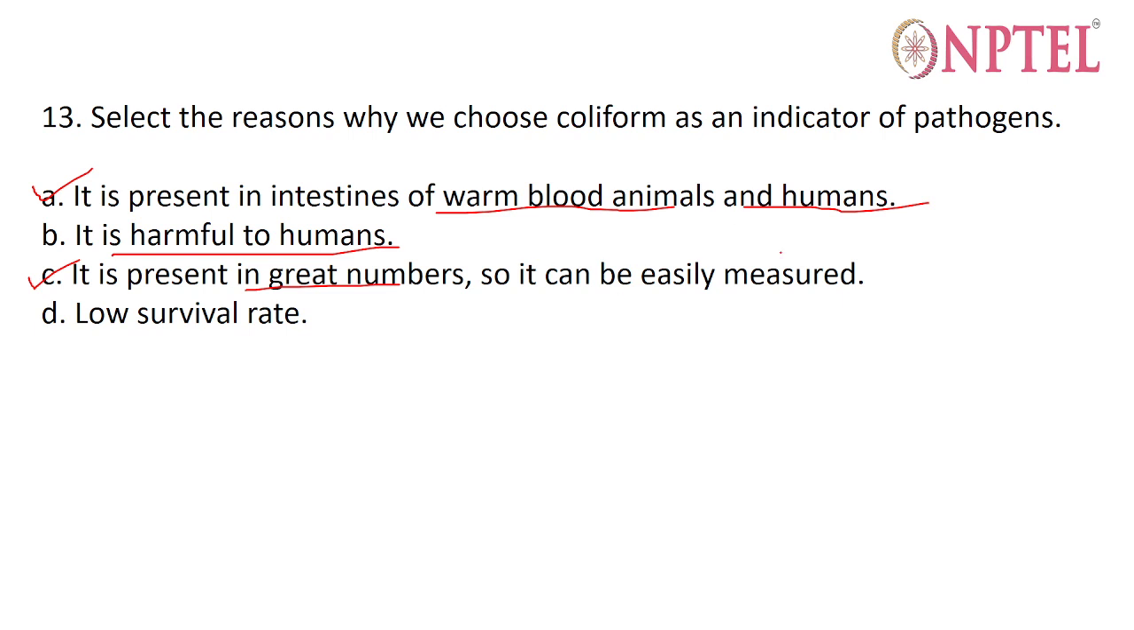And coliform will indicate if there are some harmful pathogens, because wherever we find coliform, we can definitely say there are some harmful pathogens. We may not be able to directly identify or measure them, but if we use coliform as an indicator, they have some symbiotic relations. So if there is coliform, there will definitely be some harmful pathogens.